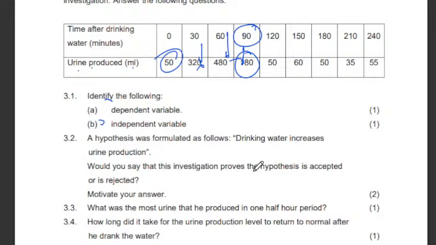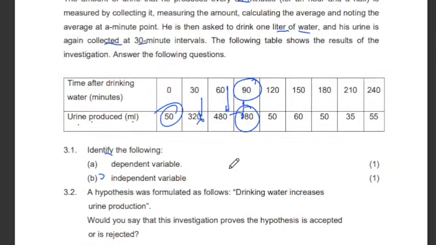So the question is saying, would you say the investigation proves the hypothesis, accepted or rejected? In this case, we can say that the hypothesis is accepted. Motivate your answer: because as the person has just drunk this water, the urine production increased until the 60th minute. After that, it started to decrease. You see? So that's how you're supposed to state this hypothesis.